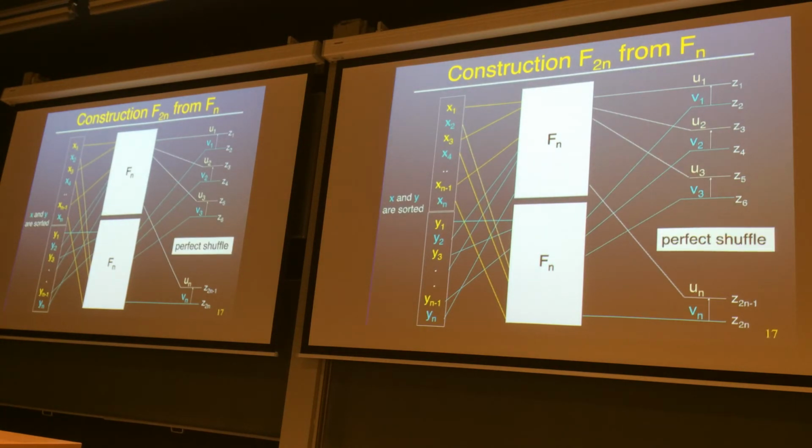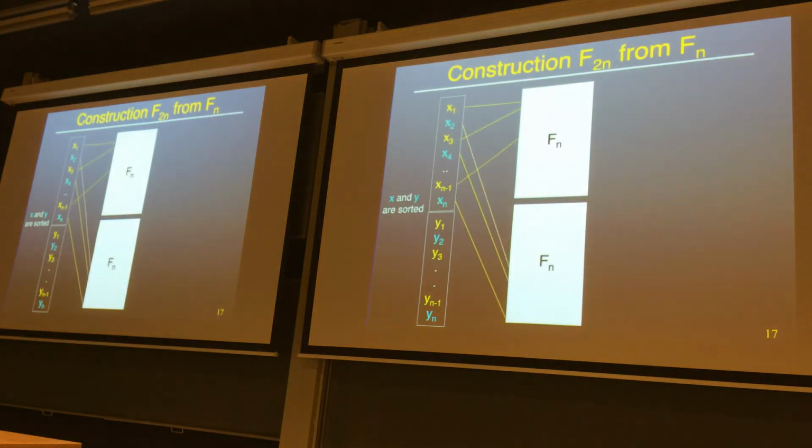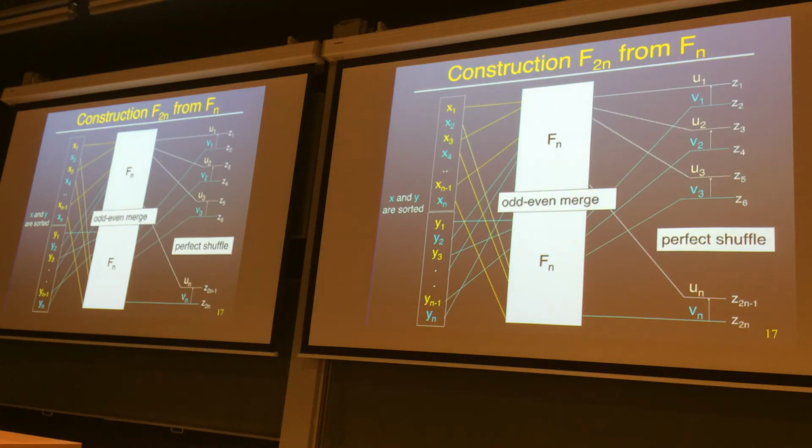This last subnetwork is known as a perfect shuffle, and this part of the network is known as an odd even merge network, sorry. Yeah, that's an odd even merge network.